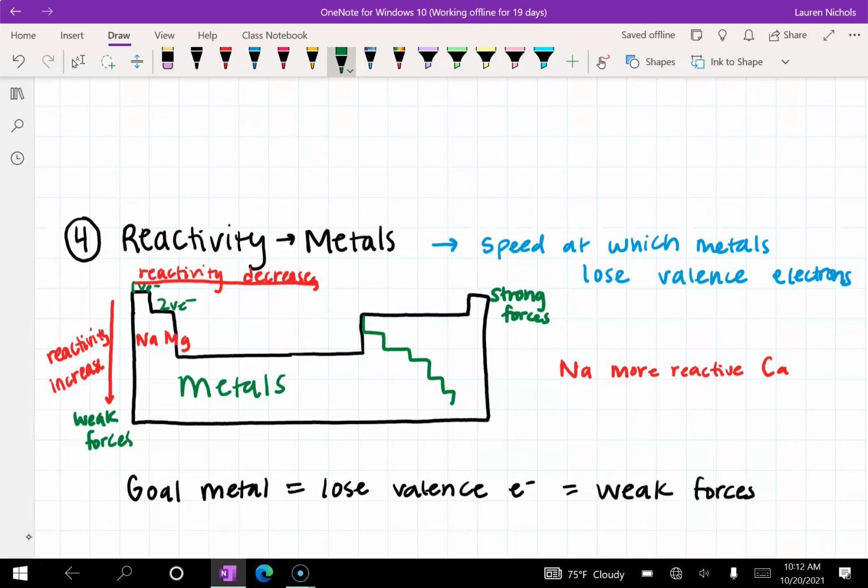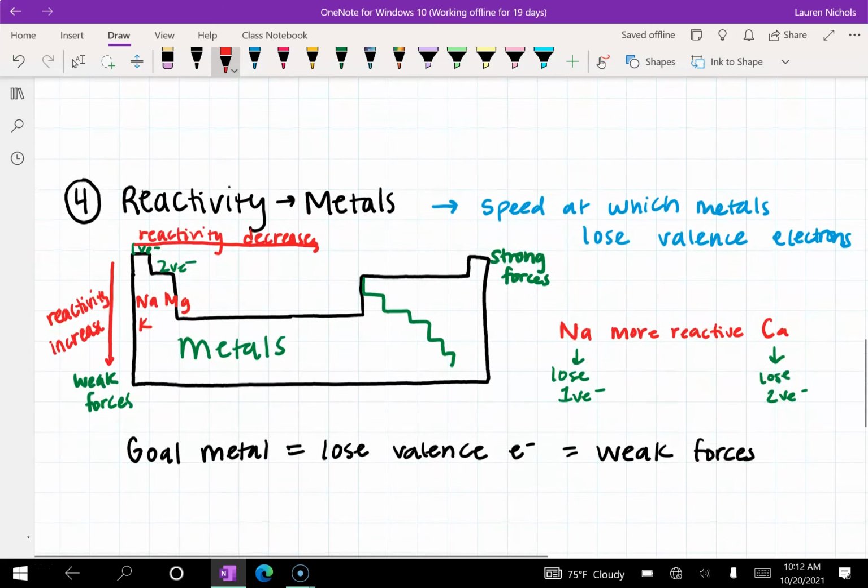So sodium only has to lose 1 valence electron, but magnesium has to lose 2 valence electrons, so it's going to take a longer amount of time. But if we're comparing something like sodium to potassium, which is underneath it, we know that potassium has weaker forces because of the number of energy levels, so we could say potassium is more reactive than sodium. Okay, and so we can use that comparison.